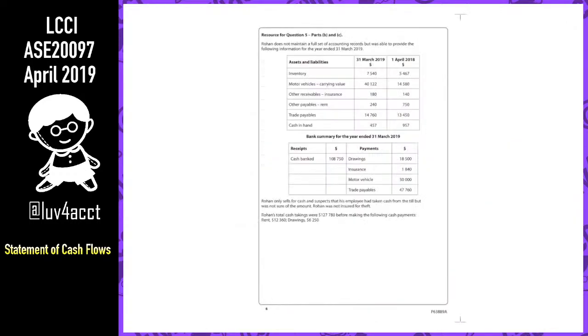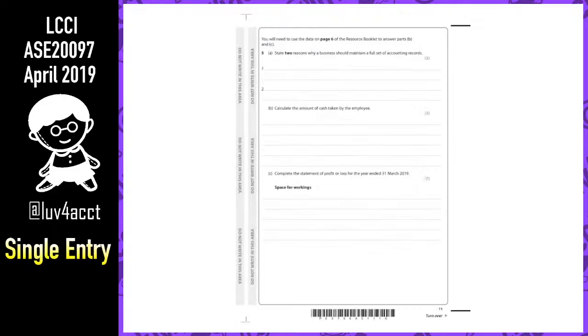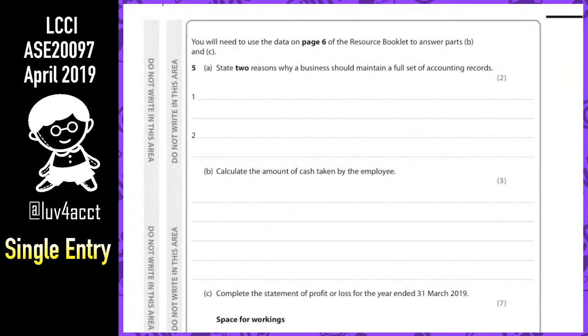So next question, single entry. Let me change the question information first. Single entry. Let us look at the requirement before we go to the information given. State 2 reasons why a business should maintain a full set of accounting records. We have been dealing with these questions for more than 5 times already, I think.